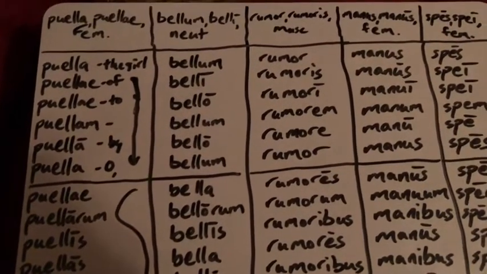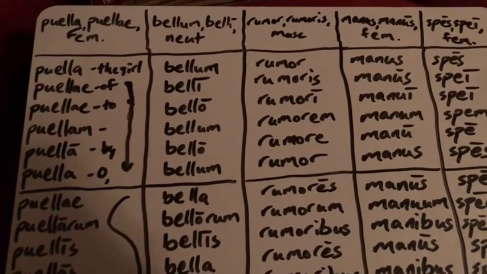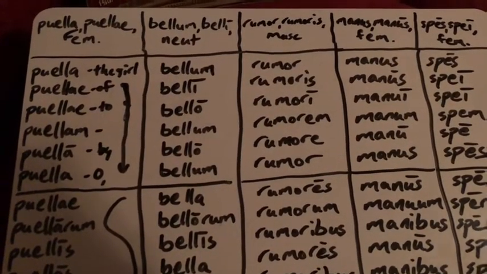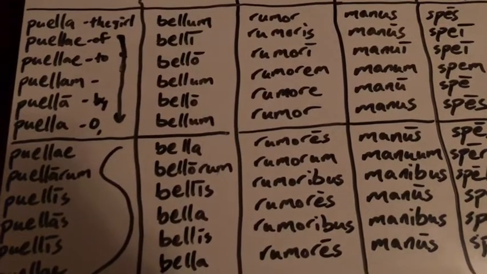All right, your third declension noun will be one of those, just a regular masculine, feminine one. So the endings here: s, is, ī, em, s, e, ēs, um, ibus, ēs, ēs, ibus.